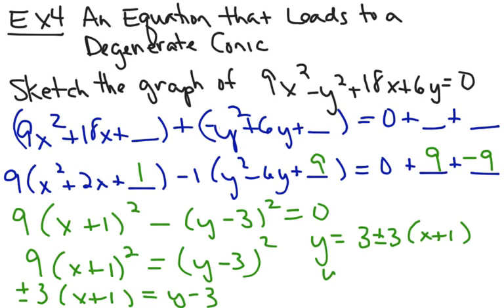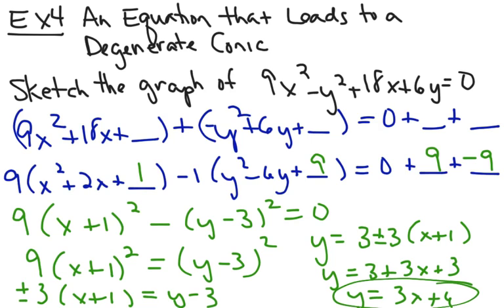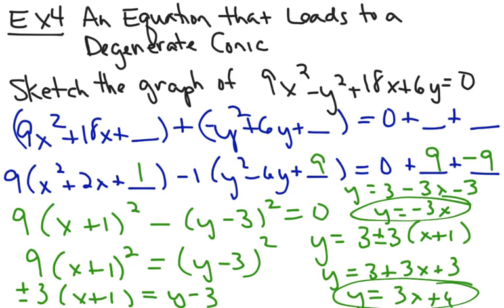So you end up with the equations y equals 3 plus 3x plus 3, which is actually y equals 3x plus 6. And the other equation you end up with is y equals 3 minus 3x minus 3, which is y equals negative 3x. So these are your intersecting lines. They're not actually a hyperbola.